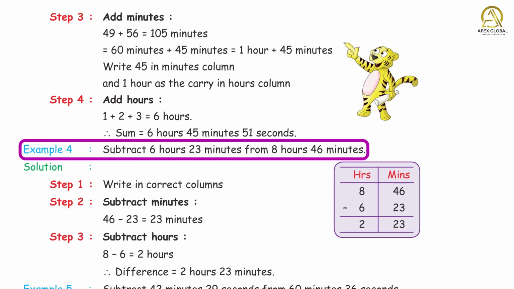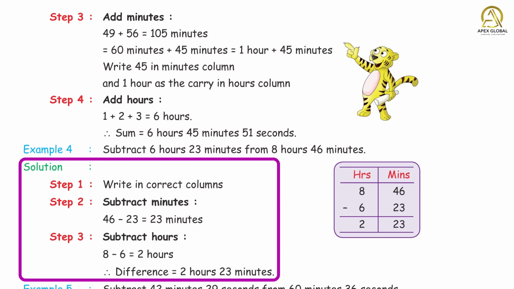Example 4. Subtract 6 hours 23 minutes from 8 hours 46 minutes. Solution. Step 1. Write in correct columns. Step 2. Subtract minutes. 46 minus 23 equals 23 minutes. Step 3. Subtract hours. 8 minus 6 equals 2 hours. Difference: 2 hours 23 minutes.